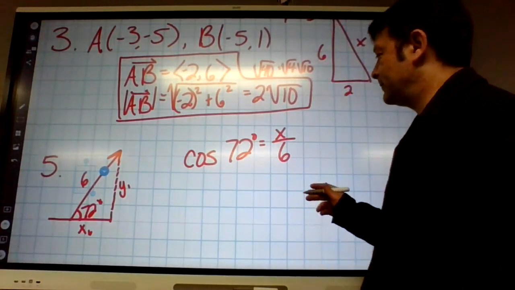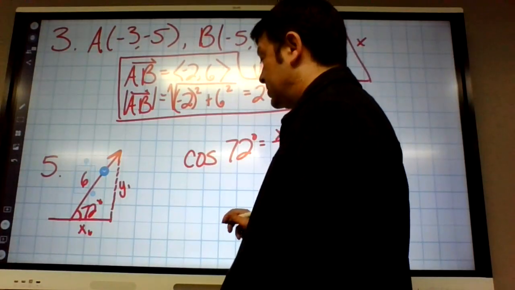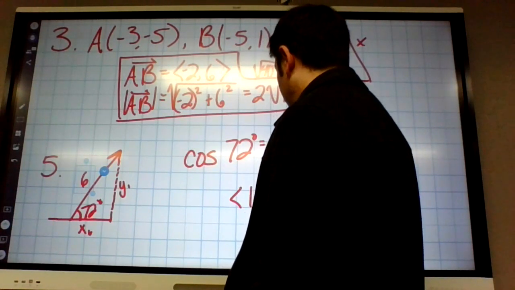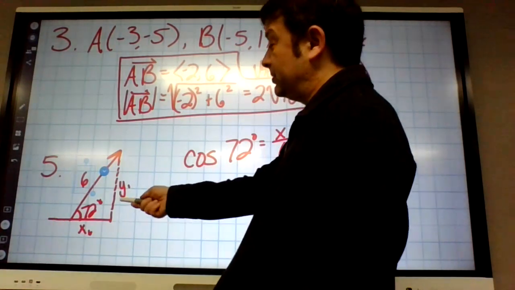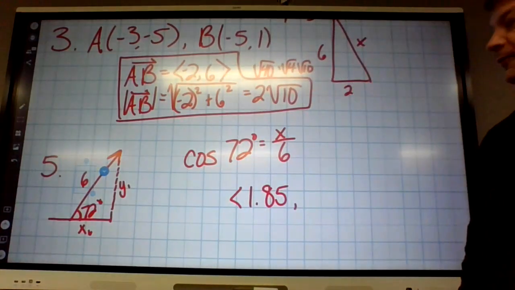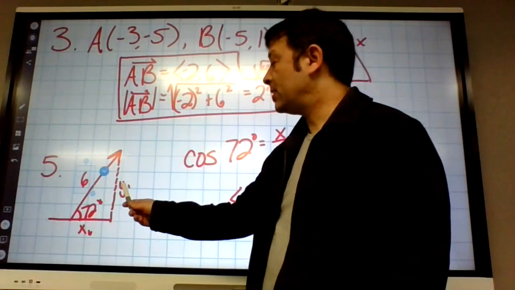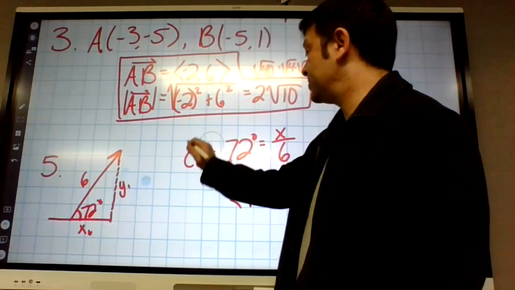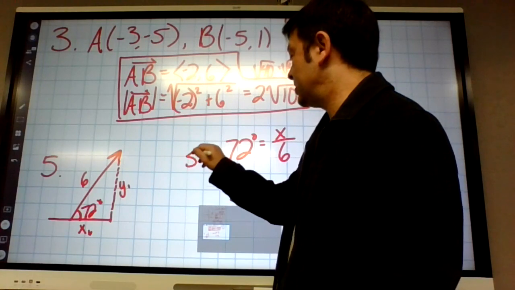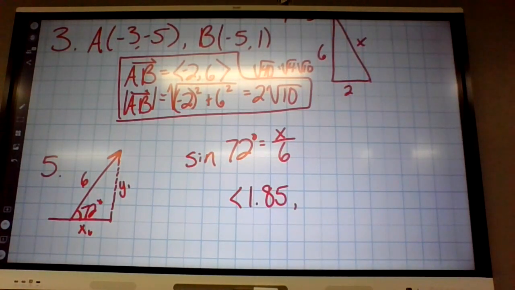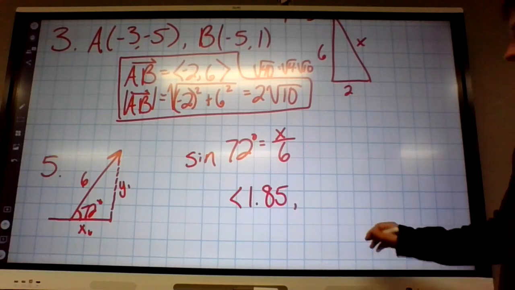Yeah, 1.85. I guess they didn't name this, did they? Okay, they said for us to draw it, but I guess that's our sketch there. And then for y, it's the opposite over hypotenuse, so that would just change it to sine. So it's sine of 72 times 6. 5.71.